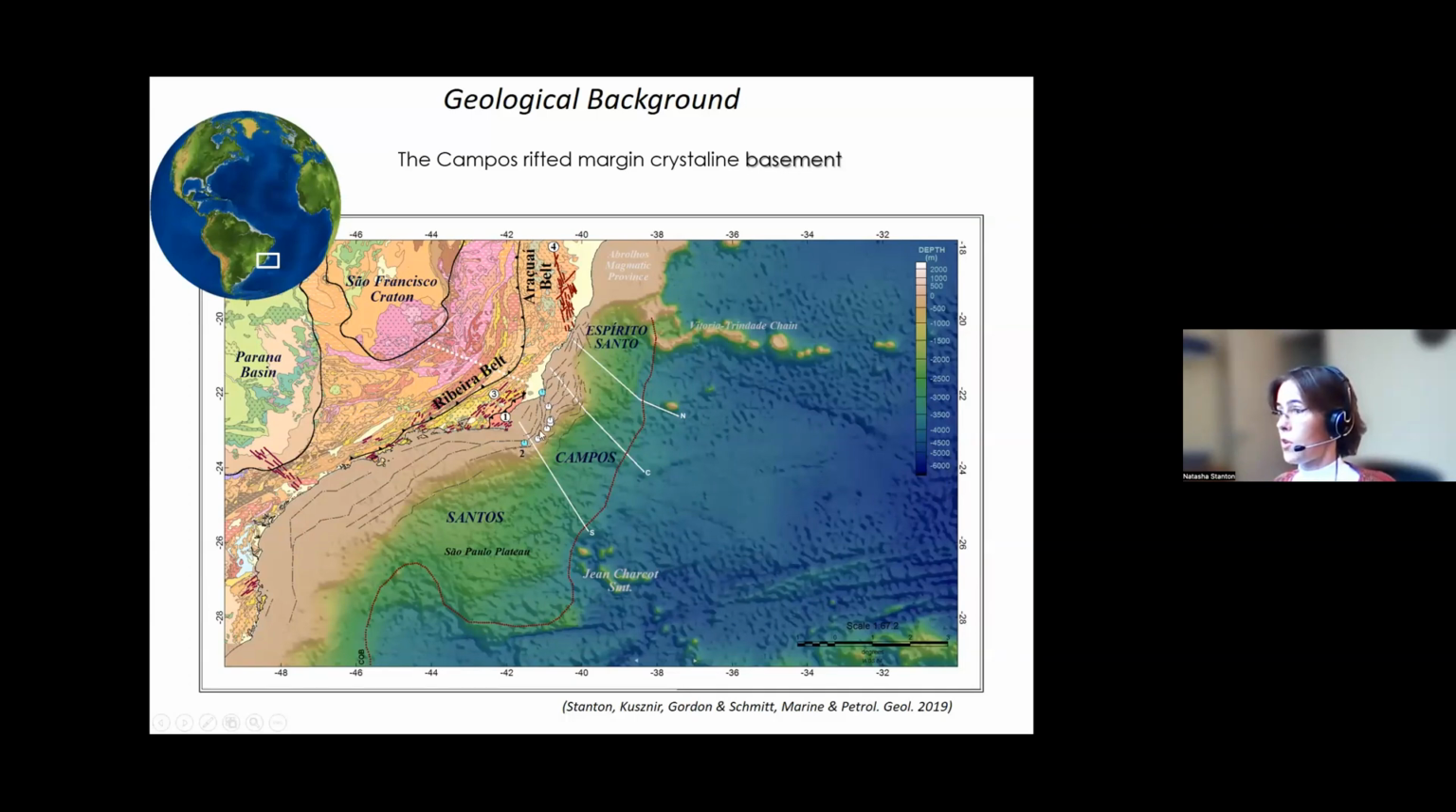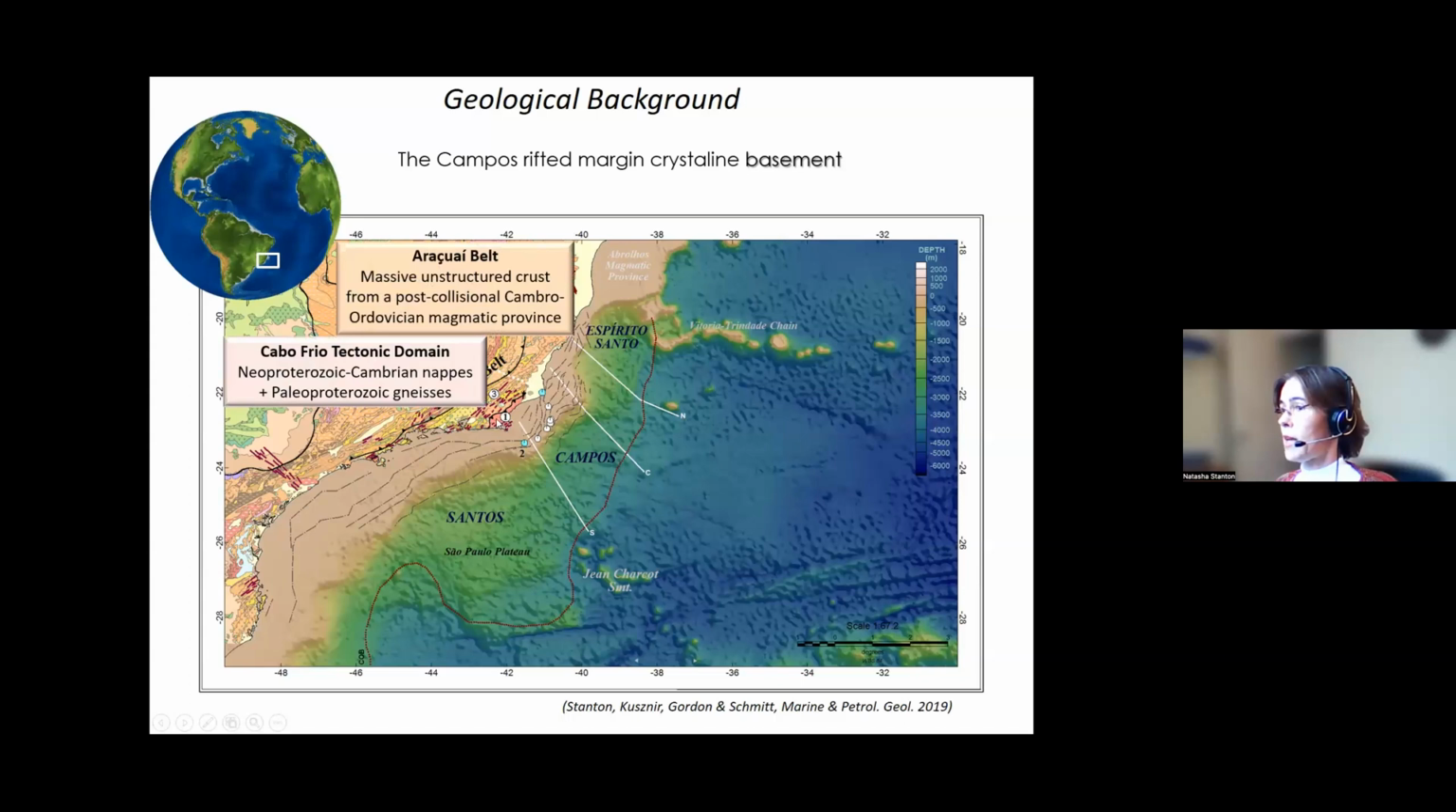This is the Cabo Frio high area. This small terrain is very different from the rest of the Ribeira Belt, as I will show you. This is the Cabo Frio tectonic domain. It is constituted by Neoproterozoic to Cambrian nappes and a Paleoproterozoic gneissic basement with some amphibolites. The Araçuaí Belt is a more massive and unstructured crust from a post-collisional Cambrian-Ordovician magmatic province.